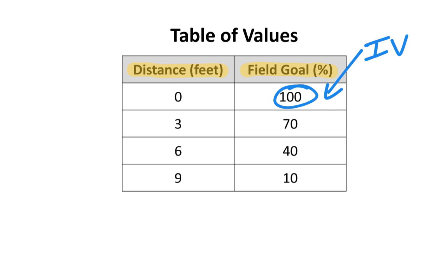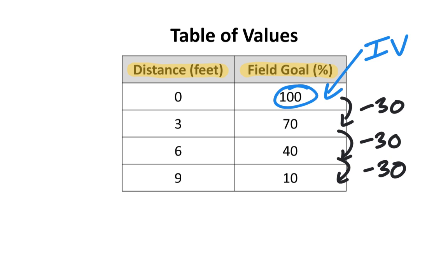However, determining rate of change is a little bit more complicated. Many of you would say that the rate of change is negative 30, since the field goal percentage is decreasing by 30% each time. However, that would be incorrect. If you take a look at the left, the distance is increasing by 3 each time, but we don't care about the change in field goal percentage for every 3 feet. I want to know the change in field goal percentage for every 1 foot.